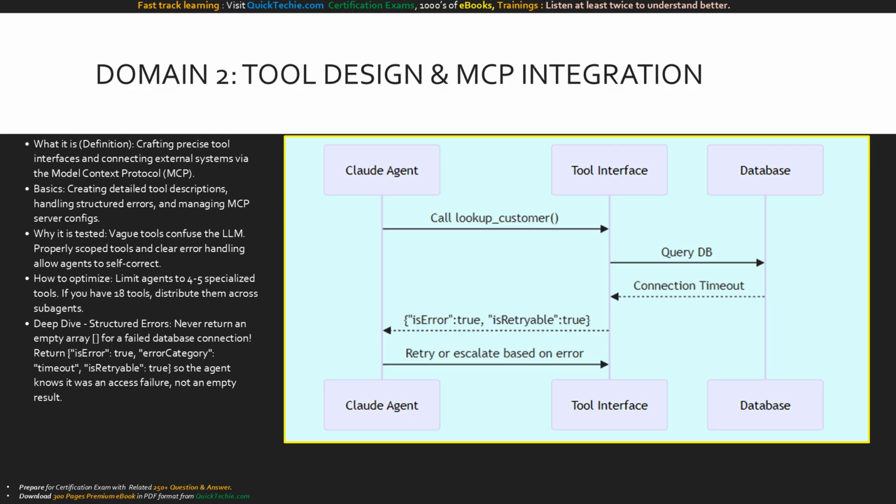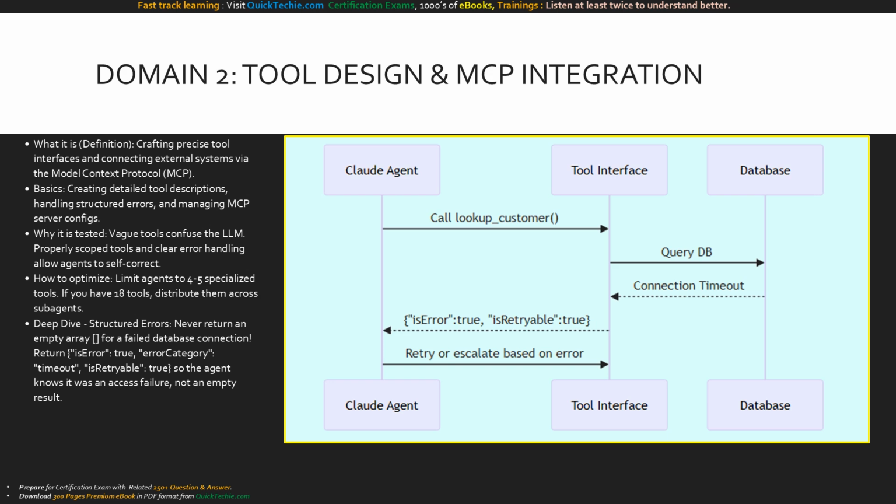Follow the flow in this sequence diagram to understand proper structured error handling. The Claude agent initiates a call to the tool interface, which then queries the backend database. In this scenario, the database experiences a connection timeout. Instead of failing silently or returning empty data, the tool interface sends a specific, structured JSON payload back to the agent: isError is true and isRetriable is true.